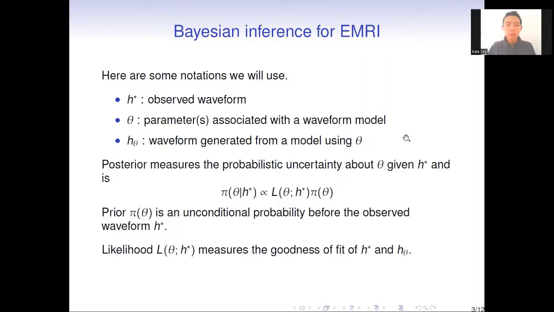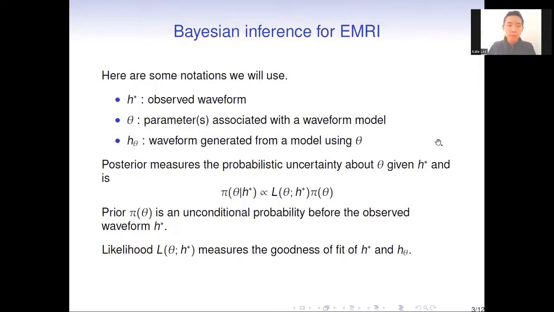I will introduce three notations. H star is the observed waveform, theta is the parameter associated with the waveform model, and H theta is a waveform generated from a model using the theta value.